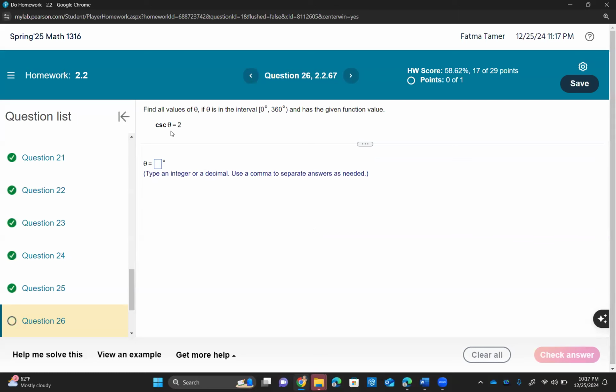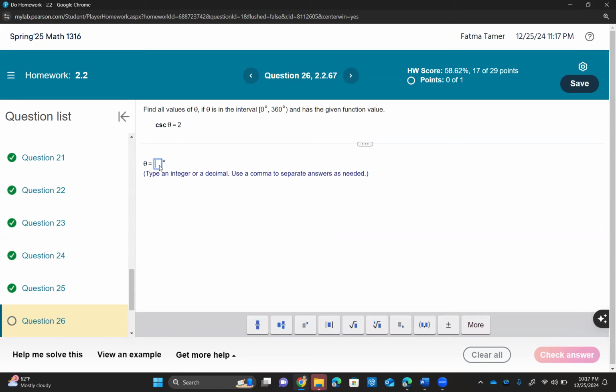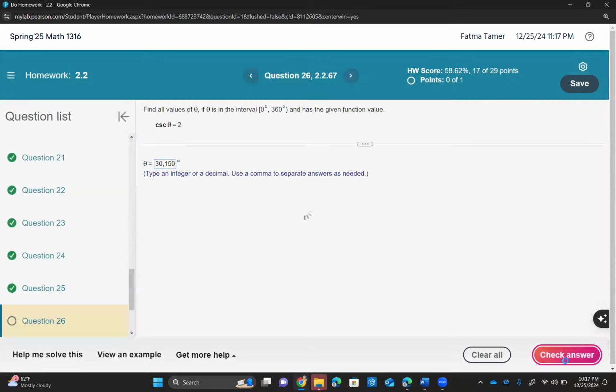Okay, so if cosecant is 2, that means the sine value of the angle is 1 over 2. And sine is equal to 1 over 2 only for 30 degrees and 150 degrees. For these two angles, their sine value is 1 over 2. That makes their cosecant value a positive 2.